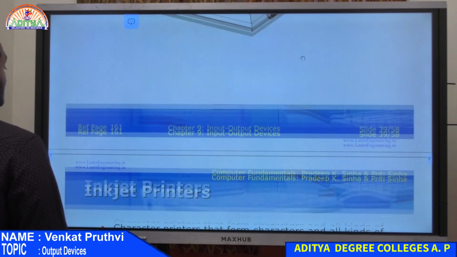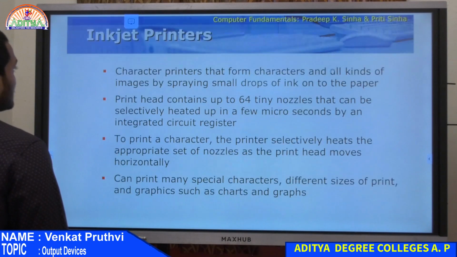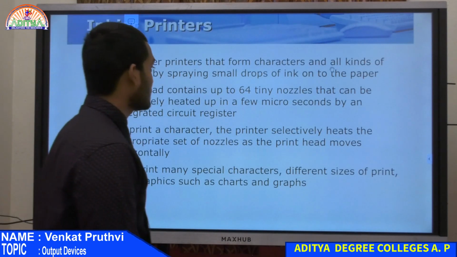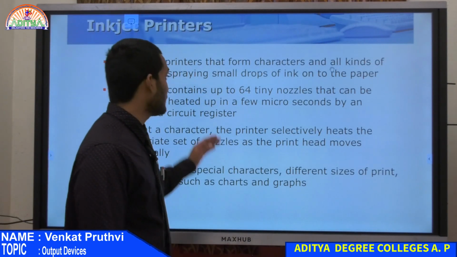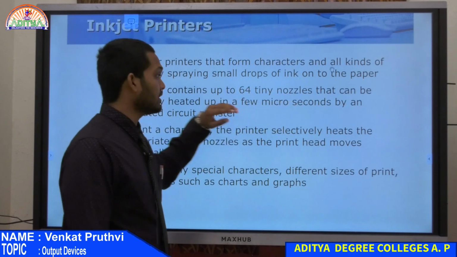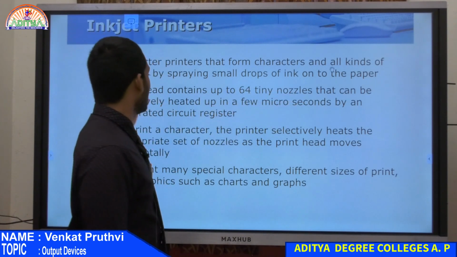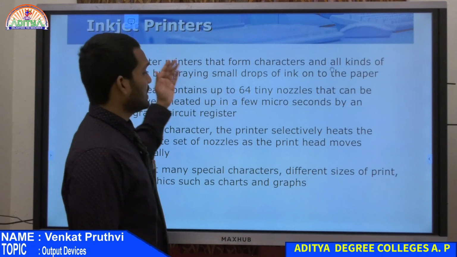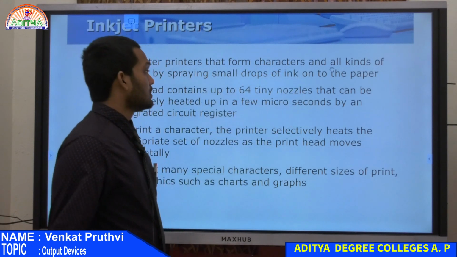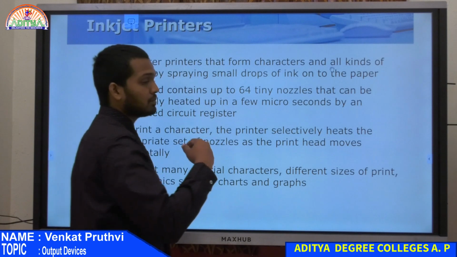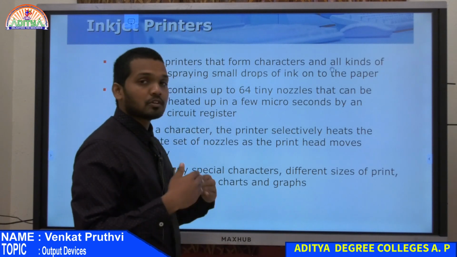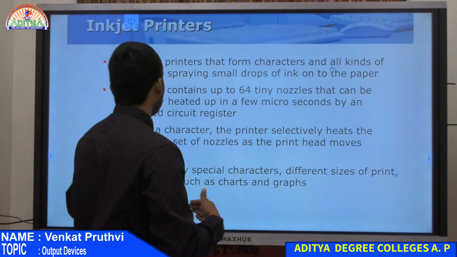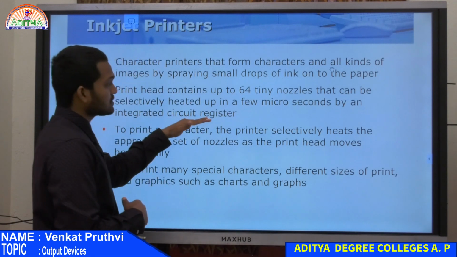So, the next part is inkjet printers. How are inkjet printers different from your dot matrix printers? The inkjet printers have 64 tiny nozzles, and with the help of these nozzles, they will be spraying small drops of ink onto the paper. So how is it able to spray those small drops of ink onto the paper? With the help of the integrated circuit register that we have.